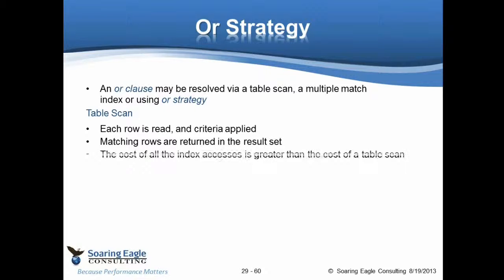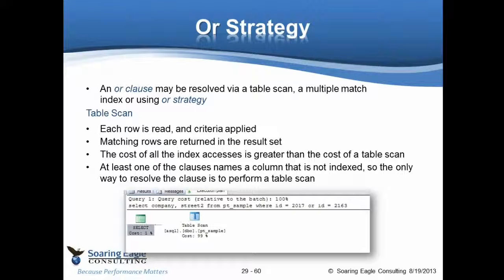There are 3 basic ways of resolving an or clause. The first way is with a table scan. A table scan says, read the whole table, filter the rows out. Note that in more recent versions of the server, it no longer lists that filter step, although that's still happening, obviously. Most of the cost of the query is simply the table scan.